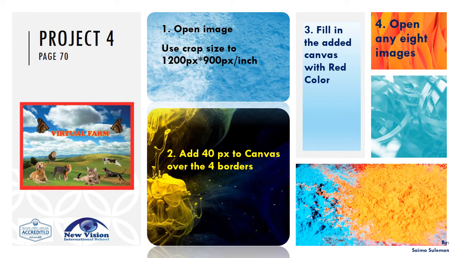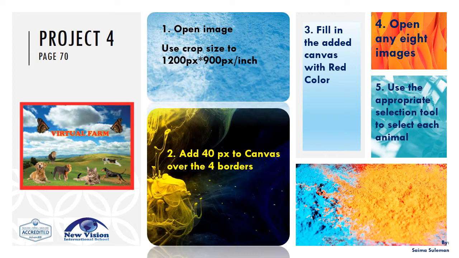Number 4, open any 8 images. Now in our lesson I used all the 8 images from your book, but you can use any images from your computer or the images you like. Number 5, use the appropriate selection tool. Select each animal and place it on the green valley image as shown in the pictures.